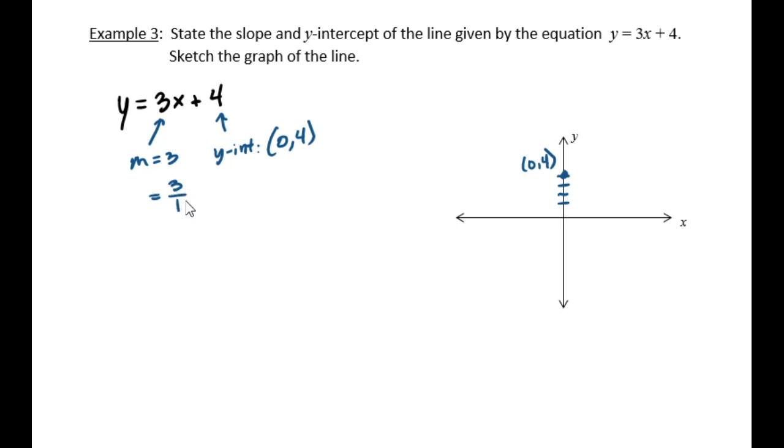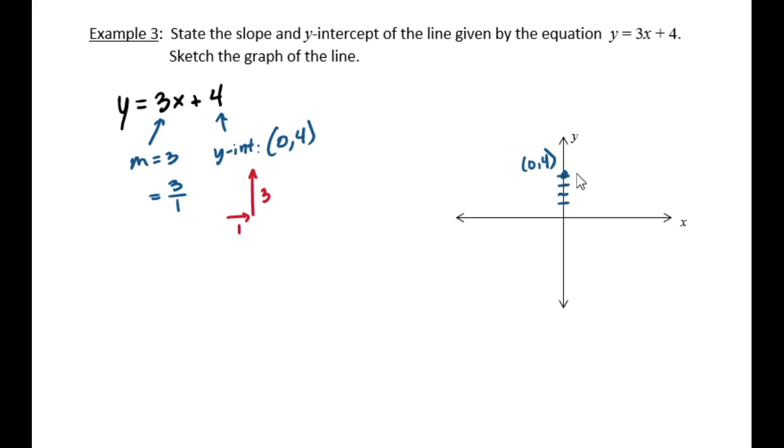Anything divided by 1 is equal to itself. But now we can interpret this as rise over run. These are both positive, so that means we'll go 1 unit to the right and 3 units up. You can picture the slope with this diagram, 1 unit to the right, 3 units up, and you can apply that to any ordered pair on the line.